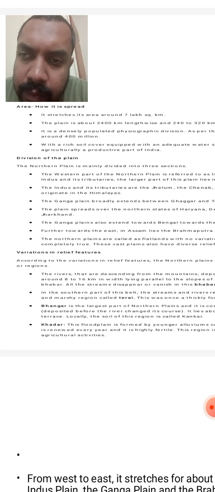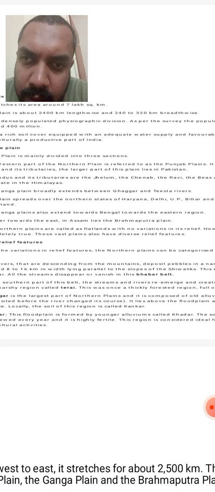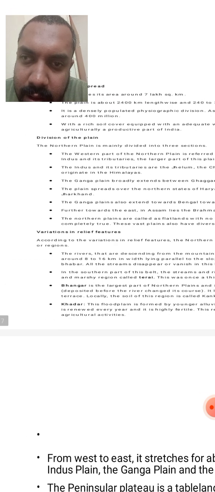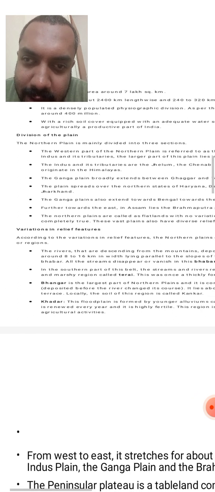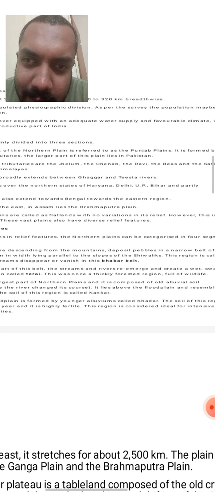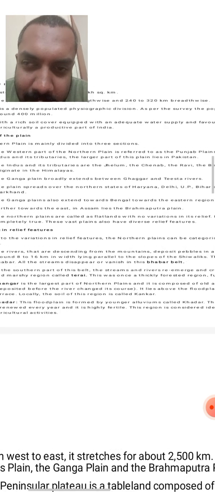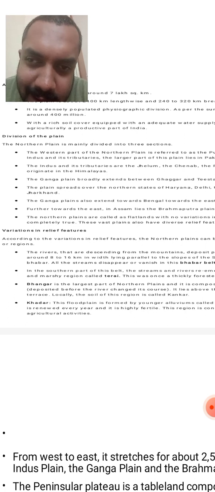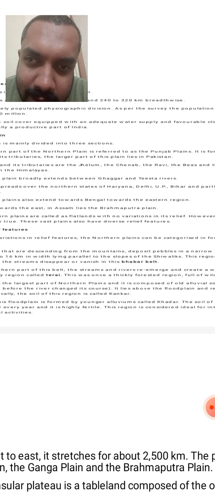The division of the plain. The northern plain is mainly divided into three sections. The western part of the northern plain is referred to as the Punjab plains, and it is formed by the Indus and its tributaries. The Indus and its tributaries, Jhelum, Chenab, Ravi, Beas and Satluj, all originate in the Himalayas. The Ganga plain broadly extends between the Ghaggar and Tista rivers.